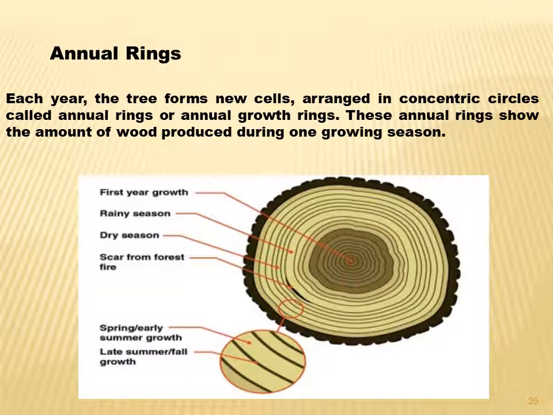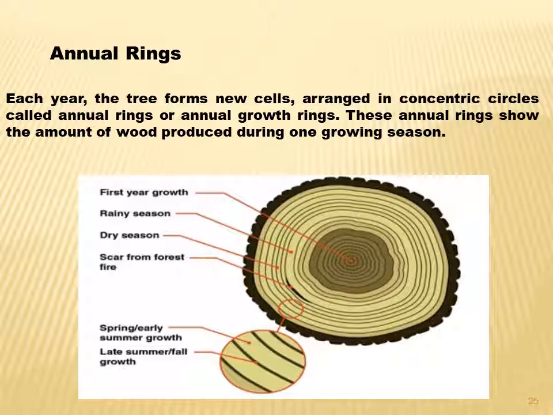Annual rings. Each year the tree forms new cells arranged in concentric circles called annual rings or annual growth rings. These annual rings show the amount of wood produced during one growing season. From these rings we can determine the age of a tree, and this is called dendrology. For example, in the diagram you can see the first year growth, rainy season, dry season, scar from the forest fire, spring or early summer growth and the late summer growth or the fall growth.